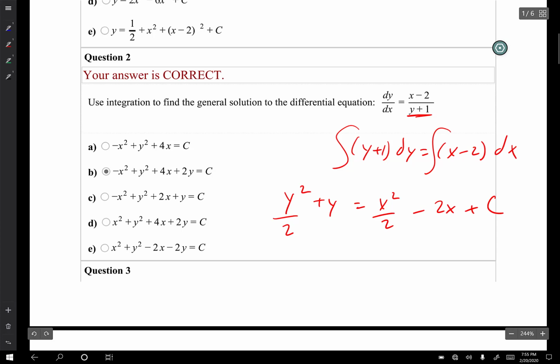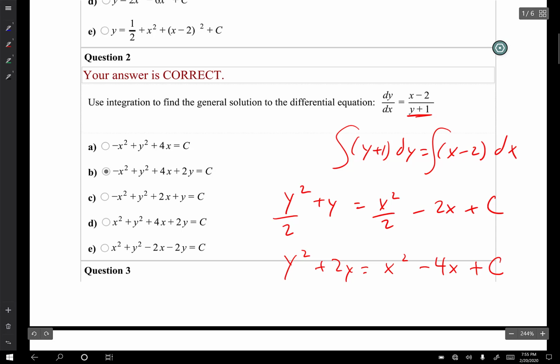And then notice that there is no 2, like none of them have fractions, none of them. So I'm going to multiply everything by 2. So I'm going to have y squared plus 2y equals x squared minus 4x. And then a constant times 2 is still a constant, so plus c.